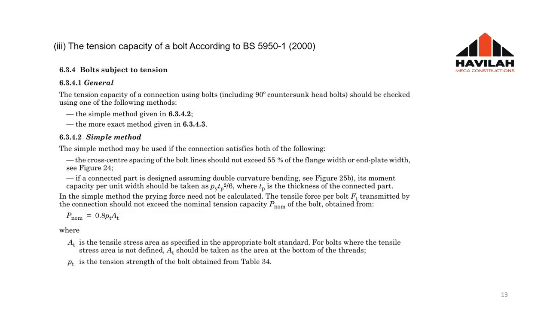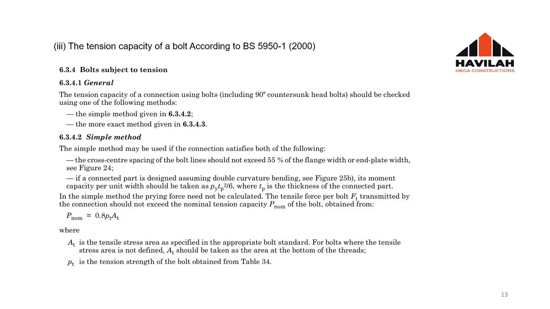Also, the tension capacity of a bolt. We've talked about the shear strength, we've talked about the bearing capacity, and now we have the tension capacity of a bolt, that is, the bolt subject to tension. The tension capacity of a connection using bolts, including 90-degree countersunk head bolts, should be checked using one of the following methods. So there are two methods according to our BS code: the simple method and the more exact method, and I'll be showing you both of them.